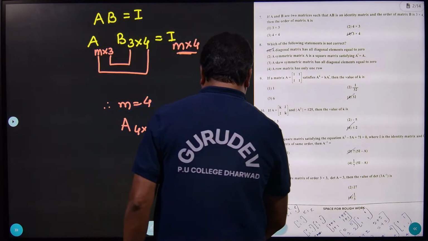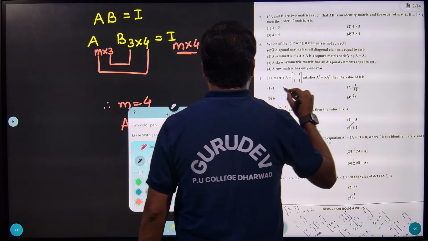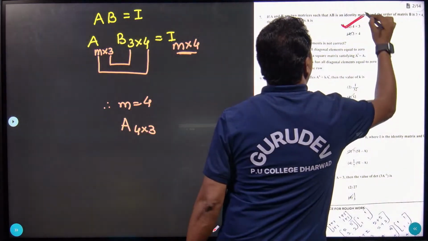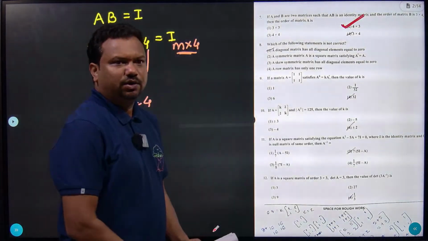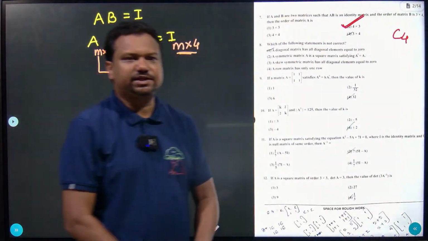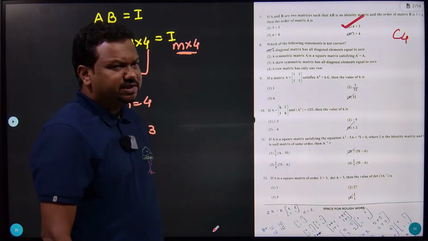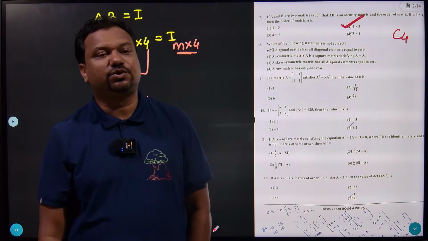Therefore, what is my answer in this case? A is of order 4 cross 3. That is option B, the right answer. I am talking about version code C4, please take a note on that. Clear? The next question: which of the following statements is not correct?